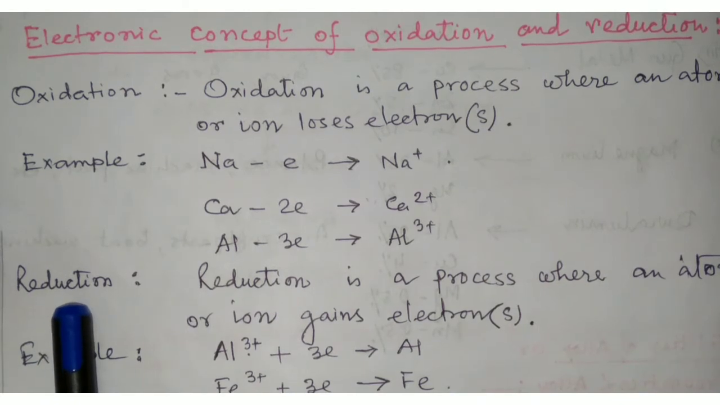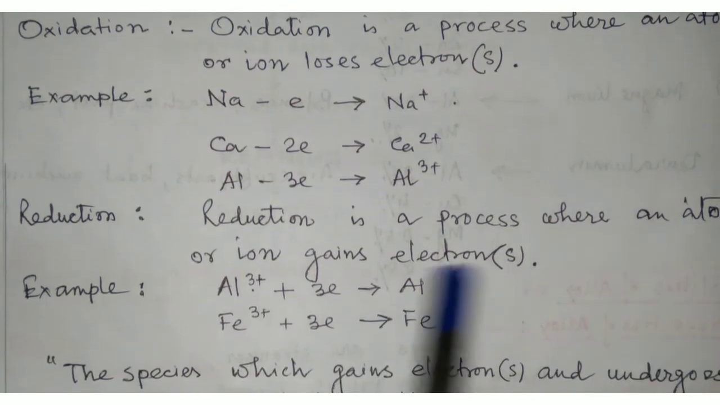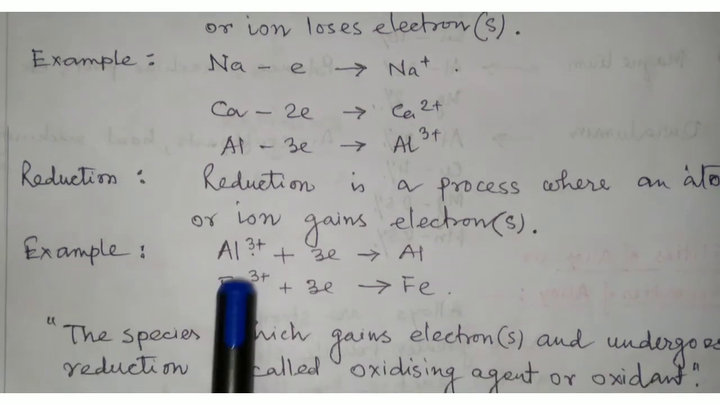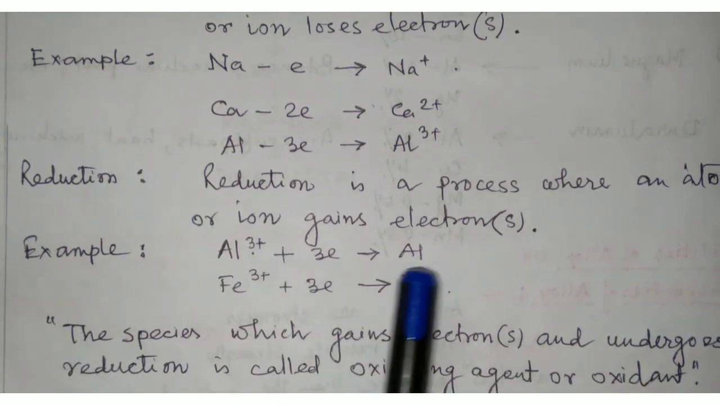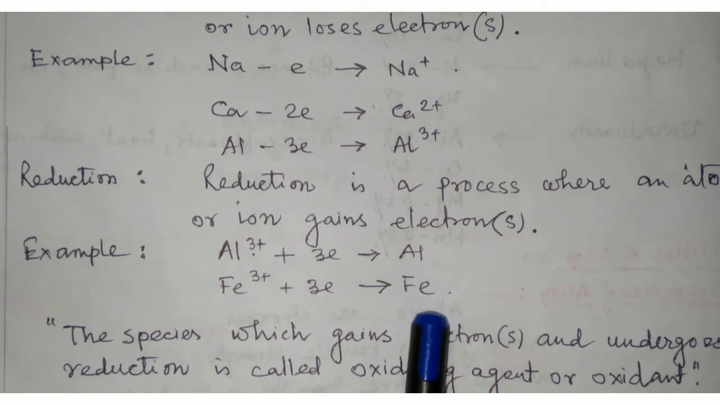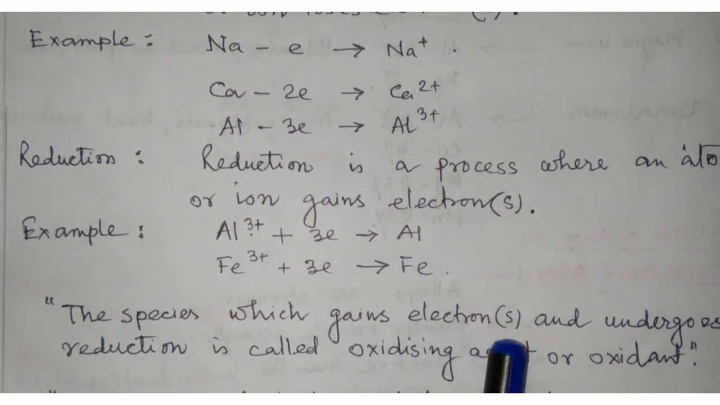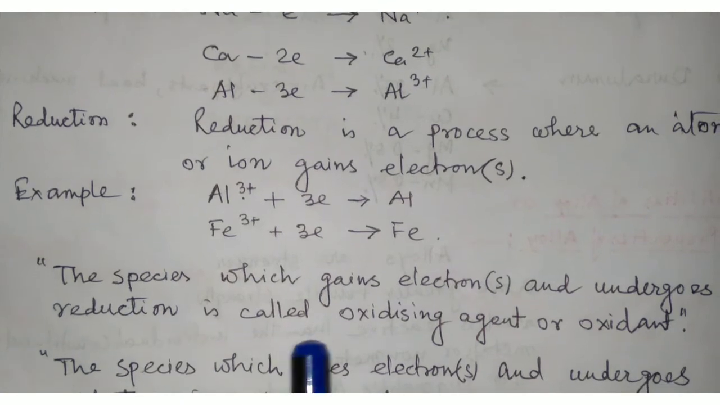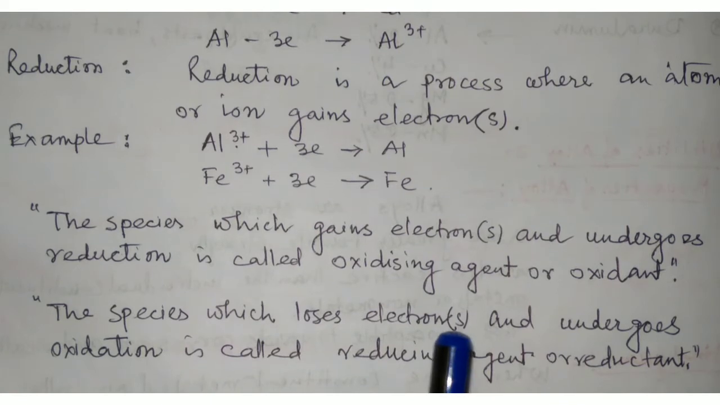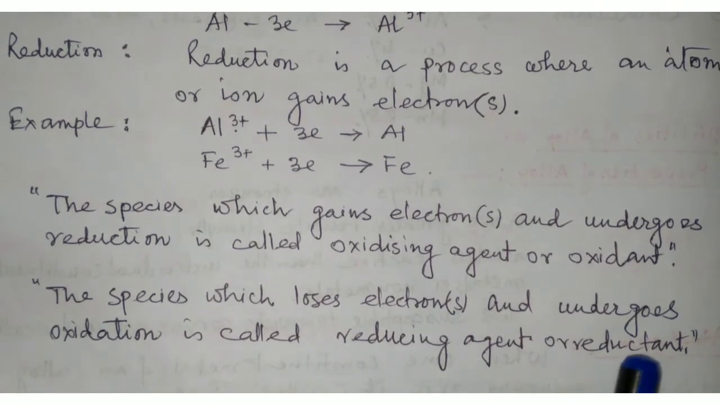What is reduction? According to the electronic concept, reduction is a process where an atom or ion gains electrons. For example, Al3+ plus 3e gives aluminium, Fe3+ plus 3e gives Fe. So the species which gains electrons and undergoes reduction is called the oxidizing agent or oxidant, and the species which loses electrons and undergoes oxidation is called the reducing agent or reductant.